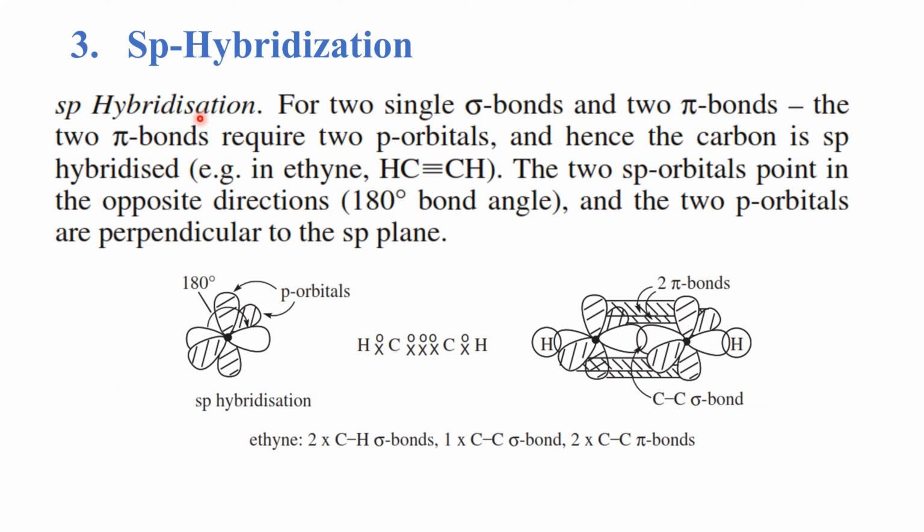So sp hybridization is through the combination of one s orbital and one p orbital. And sp hybridization is for two single sigma bonds and two pi bonds. The two pi bonds require two p orbitals, and hence the carbon is sp hybridized. In ethyne, CH triple bond CH, the two sp orbitals point in the opposite direction, and the geometry will be linear, and the two p orbitals are perpendicular to the sp plane, right? So you can see here, this is the shape of this one. This is on the x-axis, and a y and a z-axis. So these are the p orbitals.